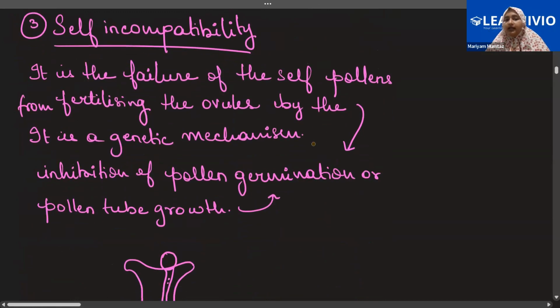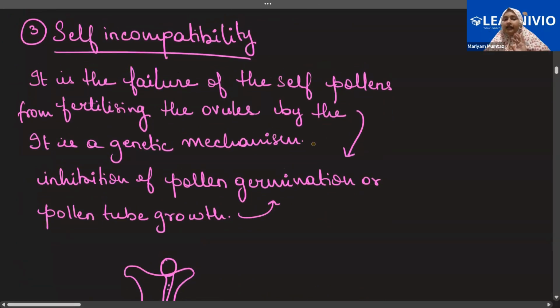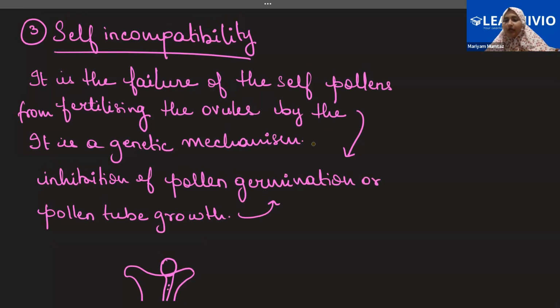self-incompatibility. Self-incompatibility, like the name suggests, even if they mature at the same time, even if they are perfectly fit for self-pollination or autogamy, but still, if in one flower the male part releases the pollen and it lands on the stigma, because of self-incompatibility, this pollen will be rejected. So again, it will not lead to fertilization. It is the failure of self-pollens from fertilizing the ovules by the inhibition of pollen germination or the pollen tube growth.